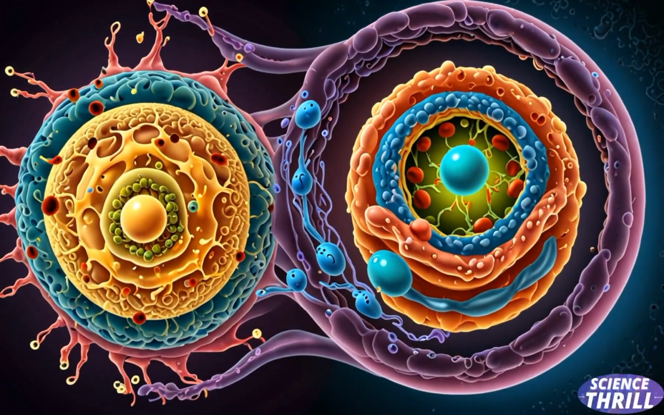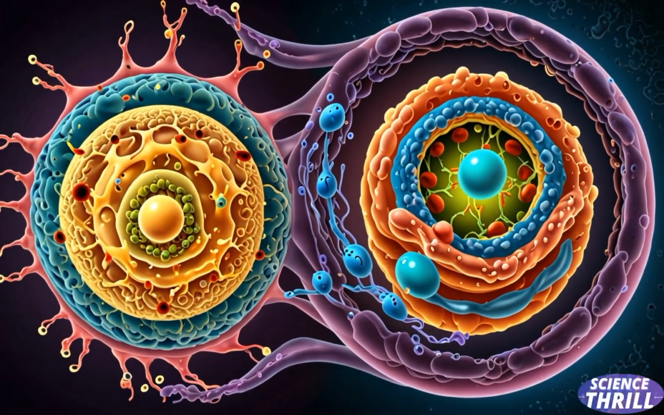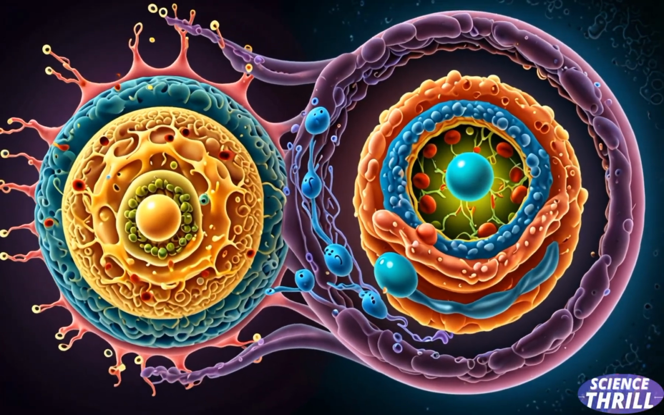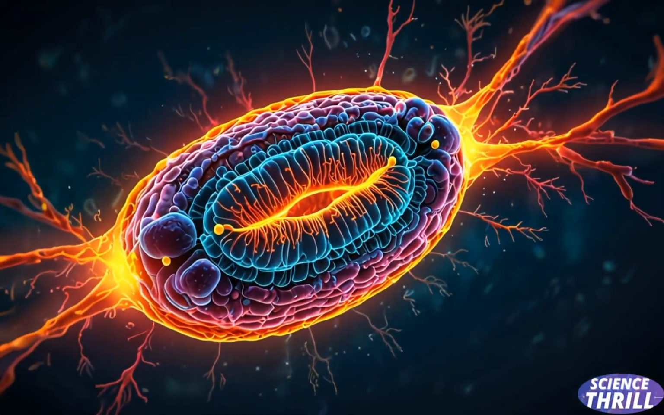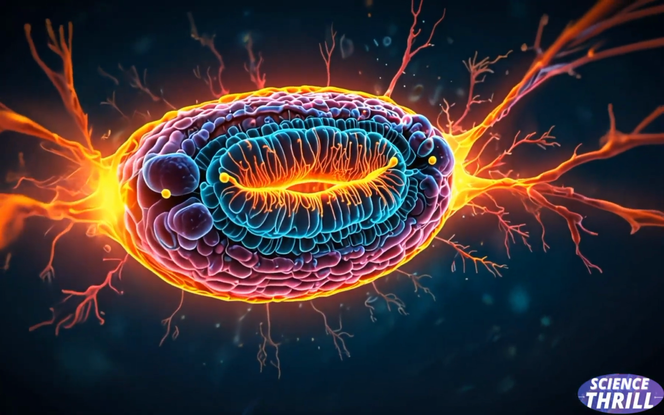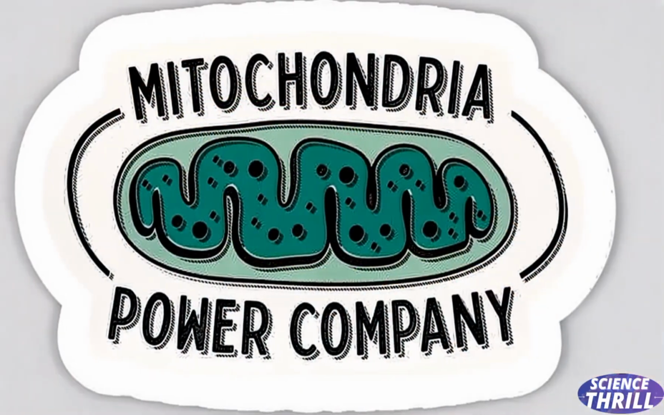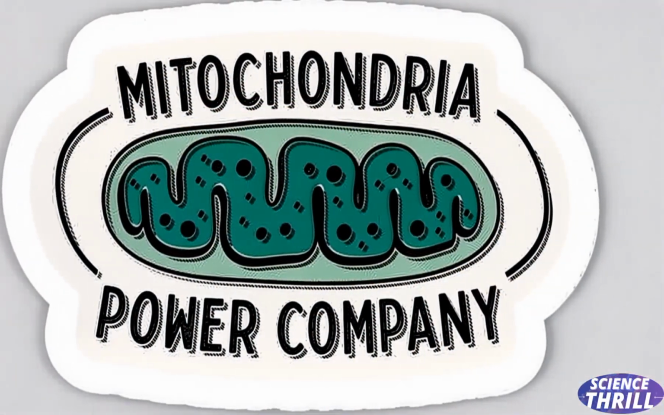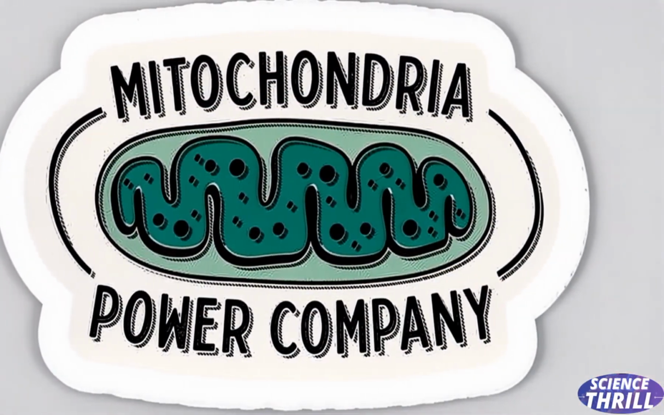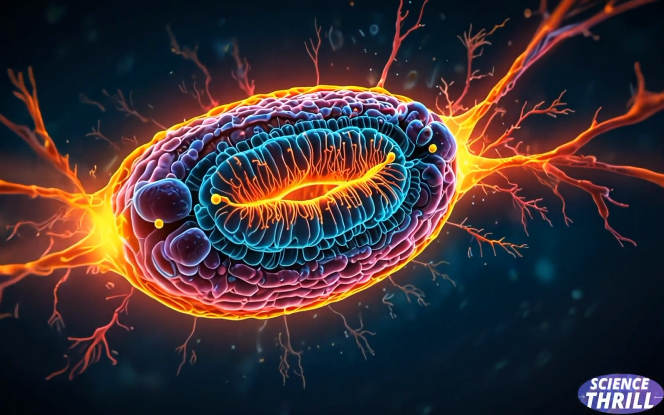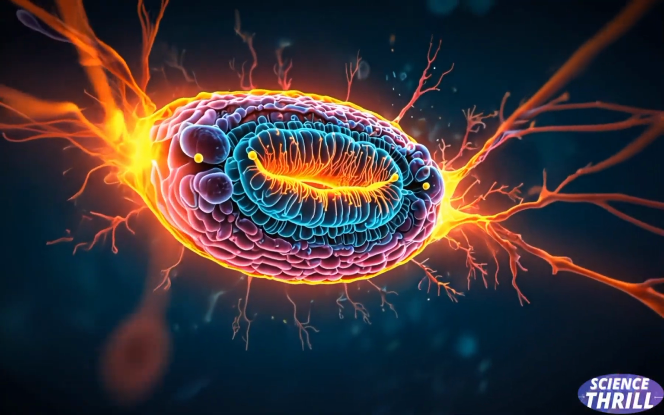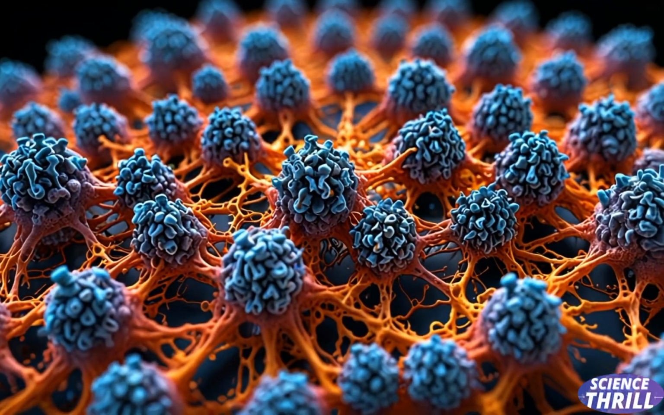Imagine one simple cell engulfing another, not as prey, but forming a symbiotic relationship instead. Over time, this partnership became so integral that the engulfed cell evolved into a permanent organelle, like the mitochondria, which are crucial for energy production in modern eukaryotic cells. This leap in cellular complexity was a game changer, setting the stage for the next major evolutionary milestone: multicellularity.